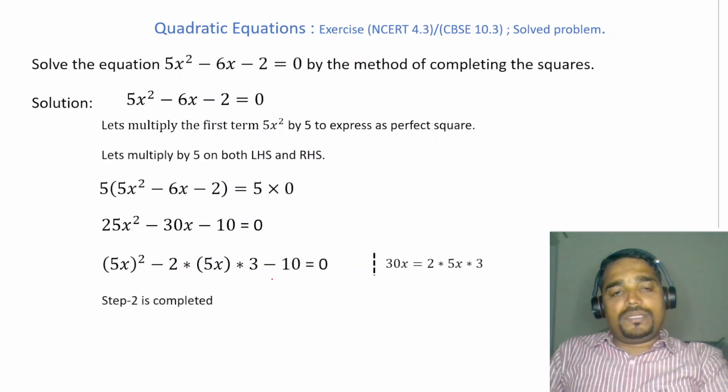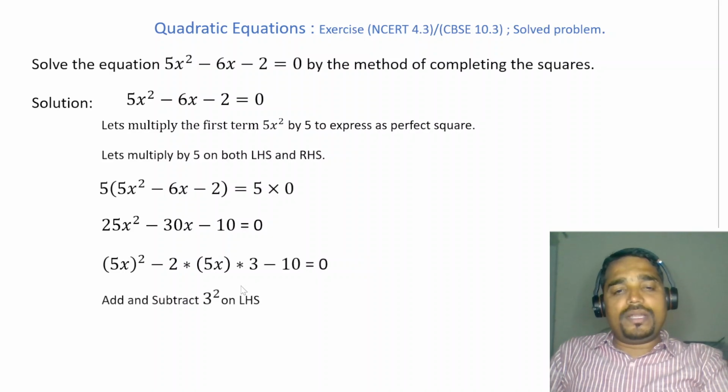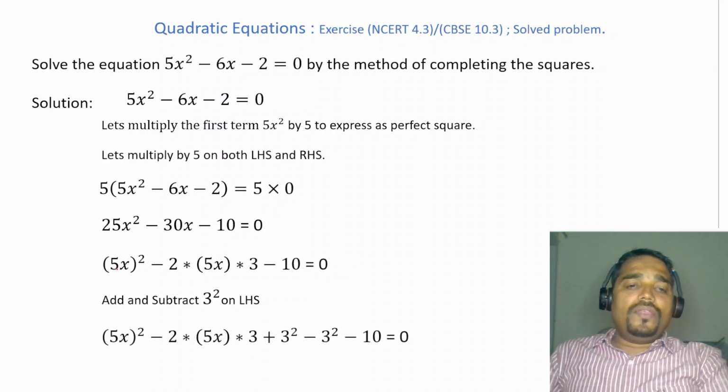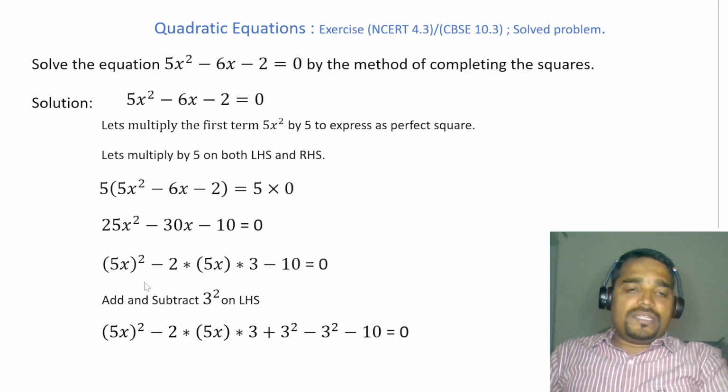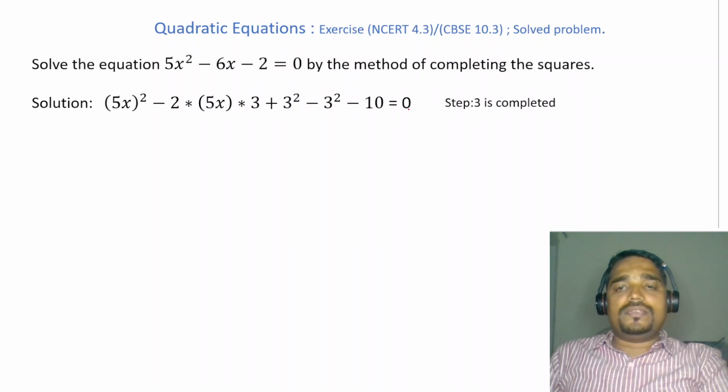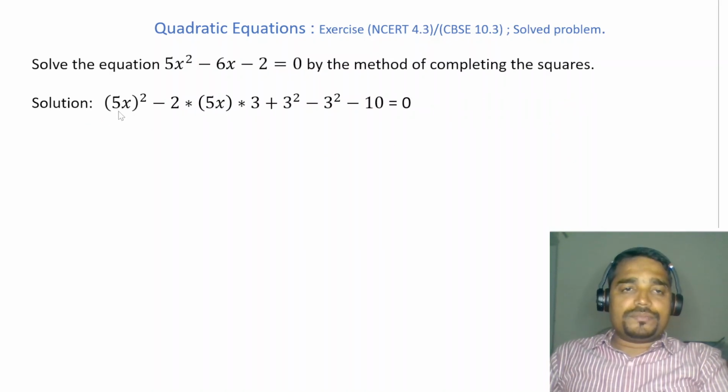Now proceeding to step number 3, which is to add and subtract the b square term. So let us add and subtract 3 square on LHS. Upon adding and subtracting 3 square on LHS, the other terms remain as they are. Now the first three terms are 5x whole square minus 2 into 5x into 3 plus 3 square, then minus 3 square minus 10 is equal to 0, wherein we have added and subtracted the b square term, which completes step number 3.